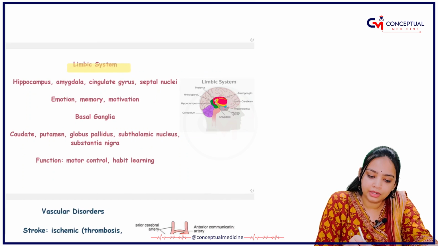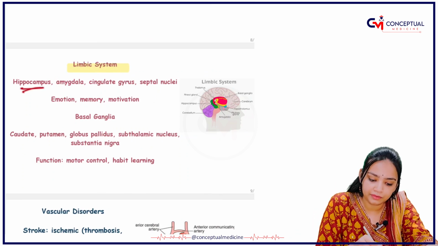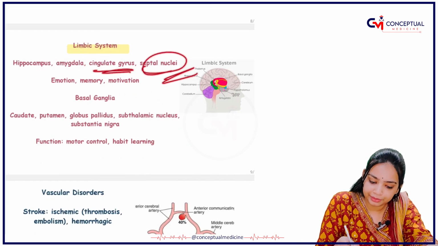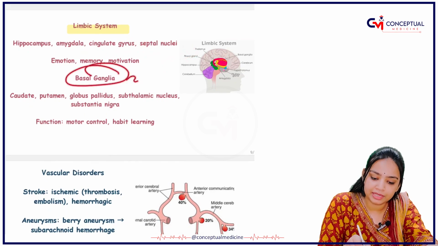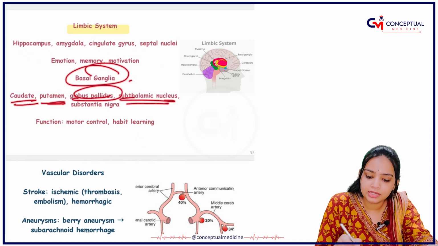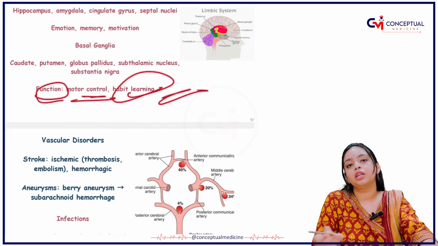Okay. Then you are having a limbic system. In the limbic system, you are having what? In the limbic system, you are having the hippocampus, then the cingulate gyrus and the septal nuclei. And in the basal ganglia, you are having the caudate, putamen, globus pallidus, subthalamic nucleus. They are responsible for the motor control.